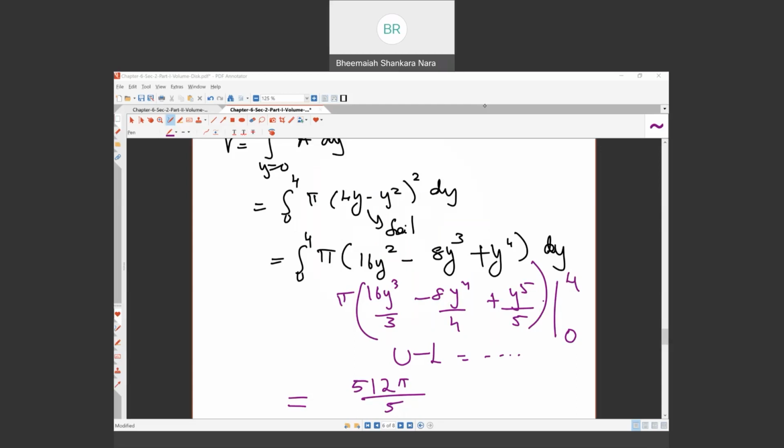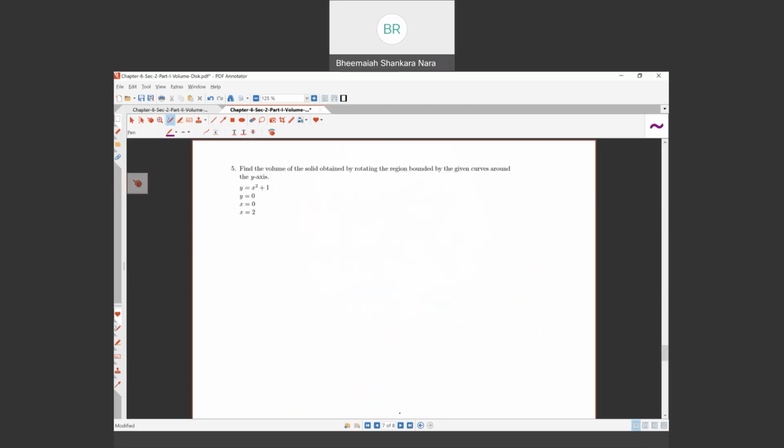So let's continue with one more example. Find the volume of the solid obtained by rotating the region bounded by the given curves around the y-axis. So as soon as you see y-axis here, you understand that your variable of integration will be dy.